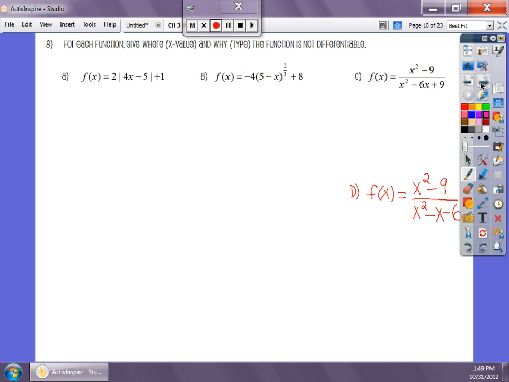So for each of these functions, we're going to give what type of non-differentiable point and then find the x value. So I know based off of absolute values, the absolute value tells me there's a corner. Where is the corner? You would take what's inside of the absolute value. These are the transformations on the x. The 4 and the 5 are what make the x's go side to side, or the vertex go side to side, and actually shrink or stretch horizontally.